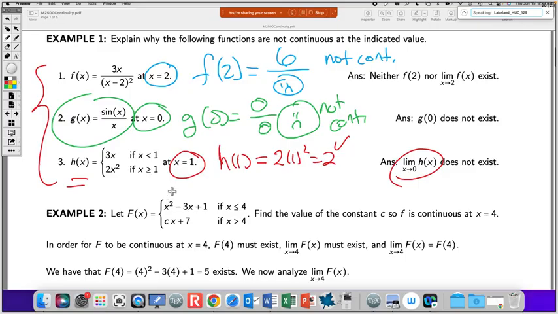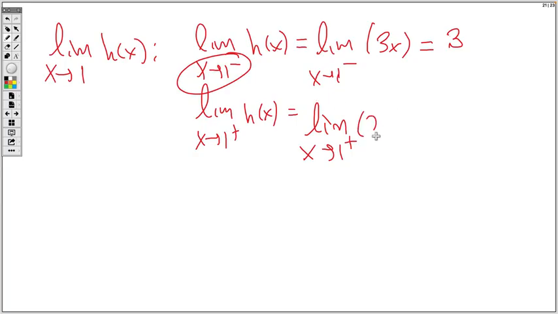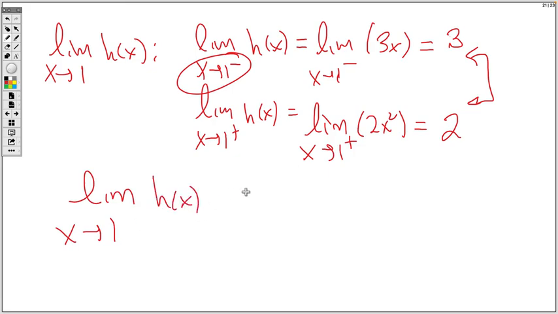Now, coming into 1 from the right. Now I'm plugging in values a little bit what compared to 1? So what formula do I use for values bigger than 1? 2x squared. What's that work out to be? 2. Are those the same? Nope. So the limit as x goes to 1 of h of x does not exist, so h is not continuous.